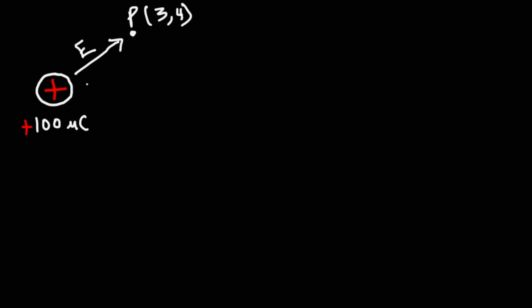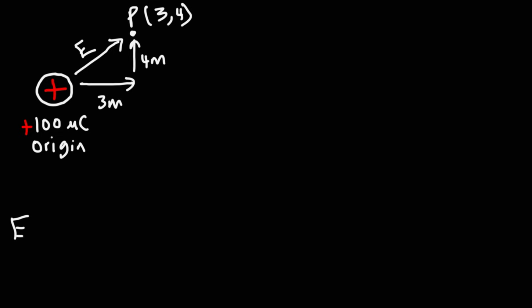Now we can turn this into a triangle. Let's define the charge to be the origin. To get to point P, we need to travel 3 units to the right and 4 units up. To keep this simple, let's say this is in meters. So this is going to be 3 meters to the right, 4 meters up. And our goal is to calculate the electric field at point P.